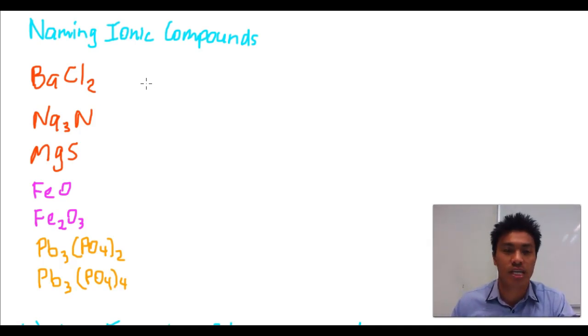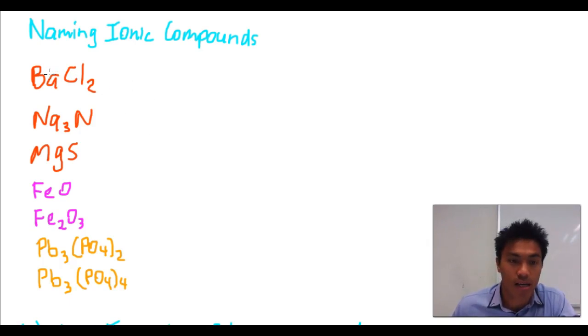Whenever you see any sort of compound, the first thing you need to ask yourself is: is there a metal inside that compound as a cation? If the answer is yes, then it's an ionic compound. If it's no, if it's only non-metals, then you're looking at a molecular compound, and the naming conventions are different. In this case, all of these have a metal and a non-metal pairing, so they're all going to be ionic. So the naming goes this way.